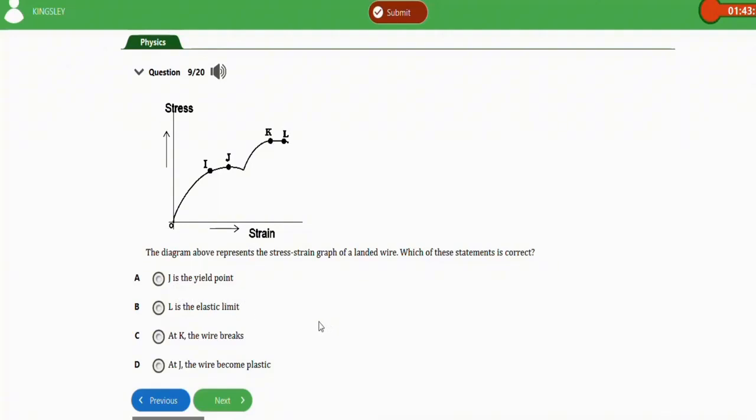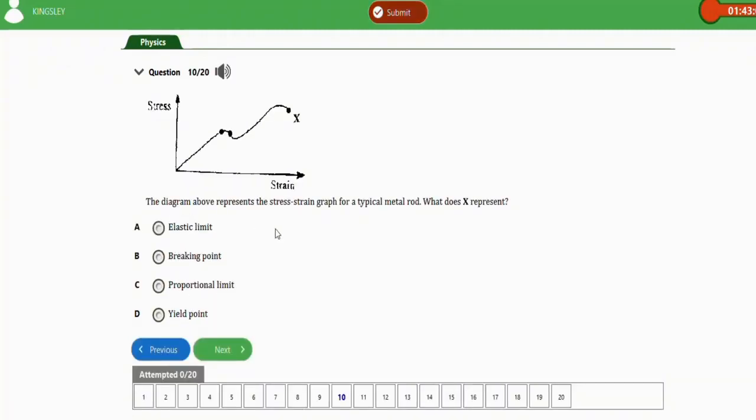Let's go to the next repeated question. It says the diagram above represents the stress strain graph for a typical metal rod. What does X represent? So X basically in this diagram represents the breaking point. Alright, so that's the signification of X here, breaking point.